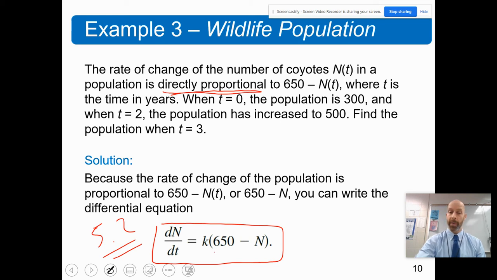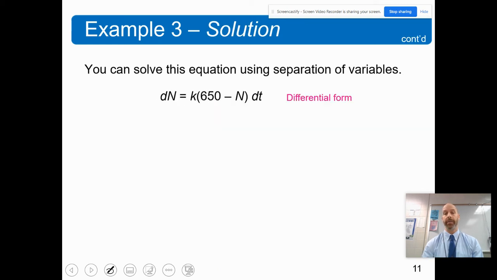But this time the expression is a little bit more complicated than just a variable. It's not just a variable, it's 650 minus a variable. So this is going to require us to be a little bit more careful. We're going to need separation of variables on this one. We did not need that in section 5.2. So I'm going to multiply both sides by dt. Now I'm going to divide by 650 minus n. Now we have our variables separated.